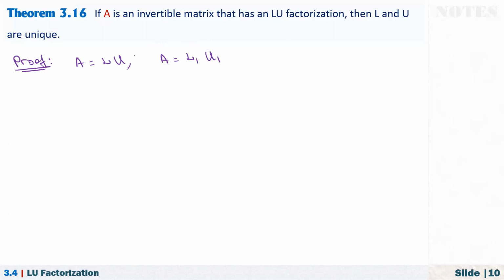Now we are going to prove that this L is the same as L1 and also U is the same as U1. How do we prove that? Since LU equals A, and L1 U1 is equal to A, that means LU must be equal to L1 U1. Now if I multiply both sides by some matrices, I'm going to multiply by L1 inverse on the left, and on the right-hand side by U inverse. On the right-hand side, we have L1 U1 and also multiplied by U inverse.